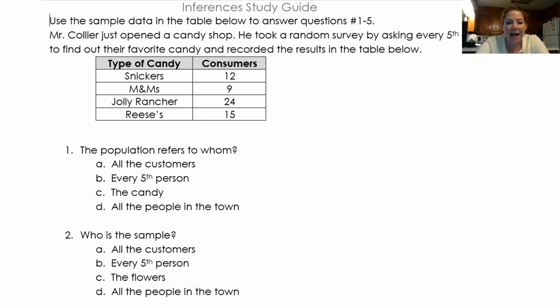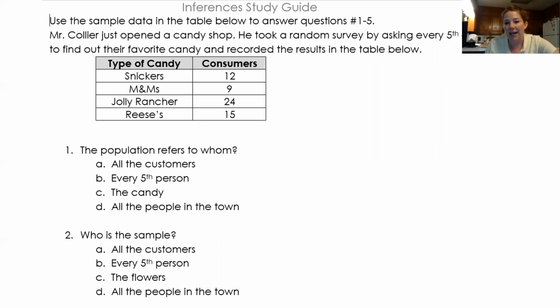All right, so the first one asks about the population. When you read the problem, it says Mr. Collier just opened a candy shop. He took a random survey by asking every fifth customer to find out their favorite candy and recorded the results. So every fifth customer isn't the population. He wants to know about all of his customers, right?